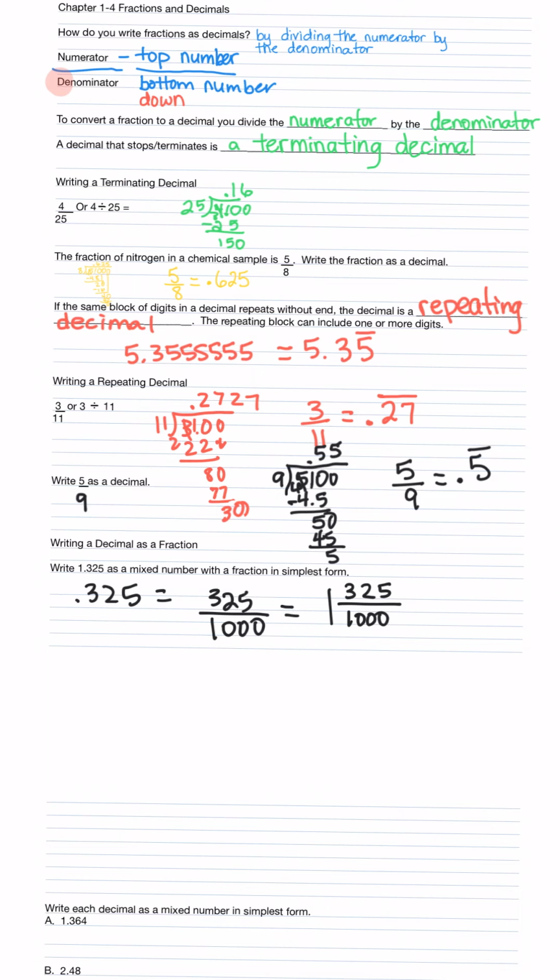If we divide each side, the top and the bottom, both by 25, hoping that that's the biggest number, we will get that it is equal to 1 and 13 over 40. 325 divided by 25 is 13, and 1,000 divided by 25 is 40. And that cannot be divided any smaller. 13 is a prime number, so really nothing else goes into it.